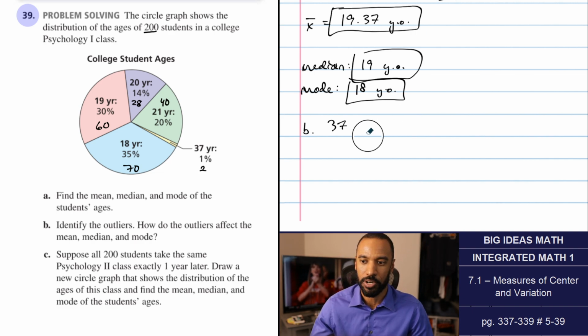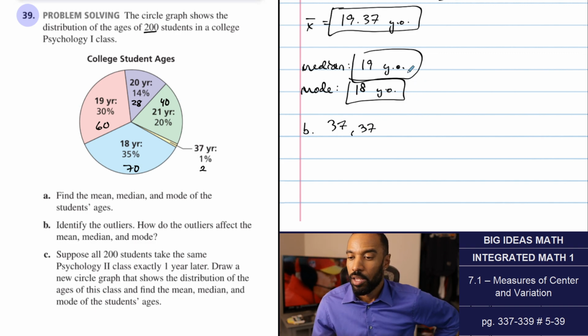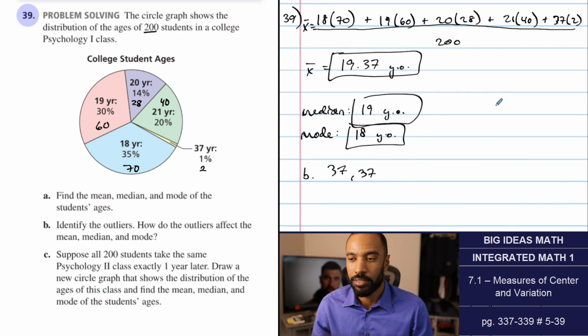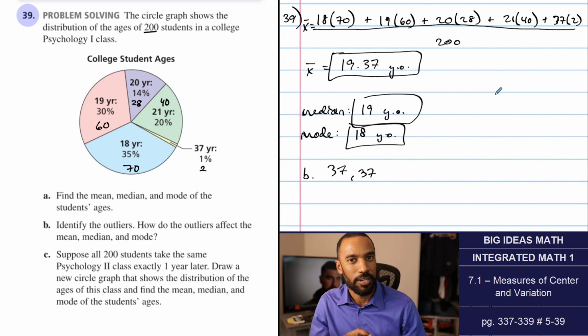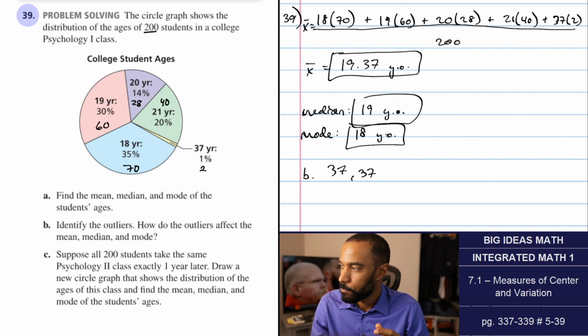Actually, I'm going to write them. 37 and 37. Clearly different. They probably stand out in the crowd. Heck, I'm 36. So how do the outliers affect the mean, median, mode? Let's try. Normally I don't calculate them, but I want to calculate them here just to show you the difference.